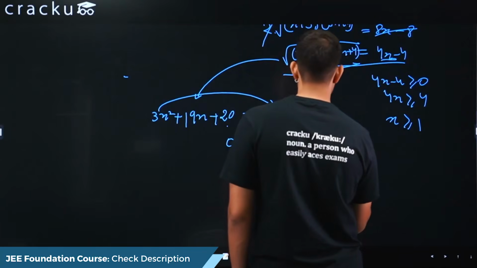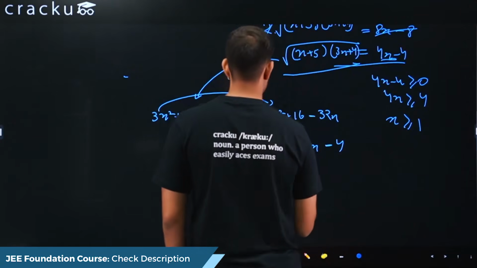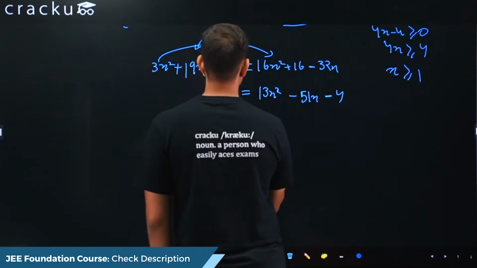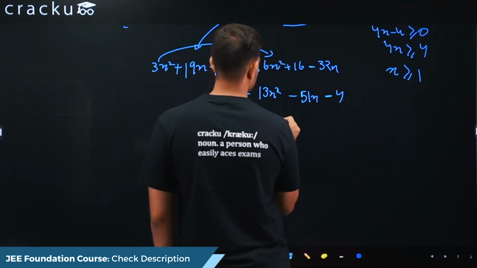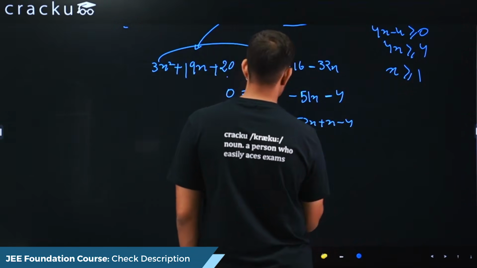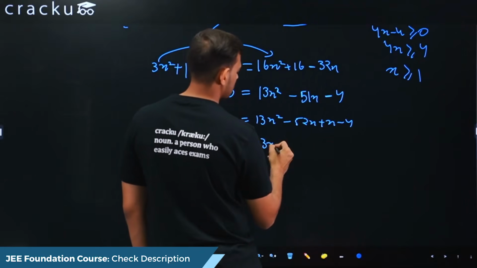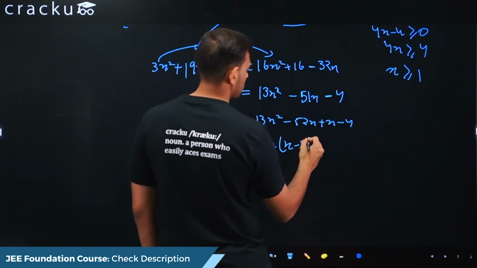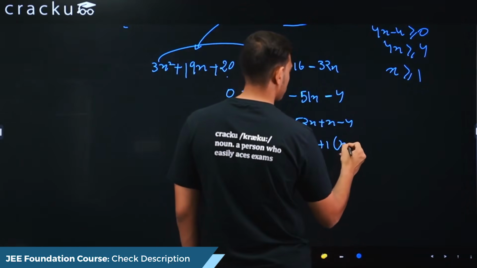16 minus 20 is minus 4. This will be the final quadratic equation. I can factorize it as 13x squared plus x minus 4. I get 13x times x minus 4 plus 1 times x minus 4.